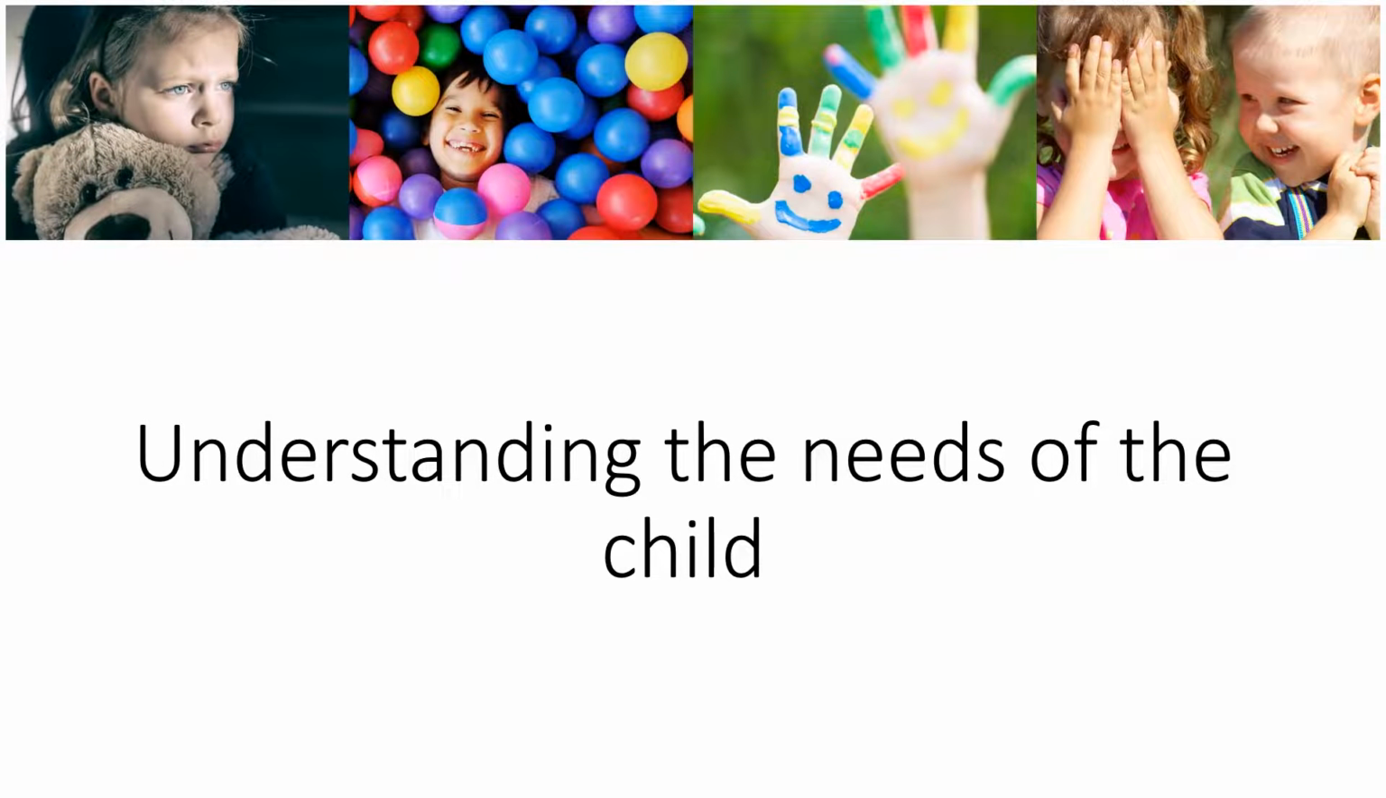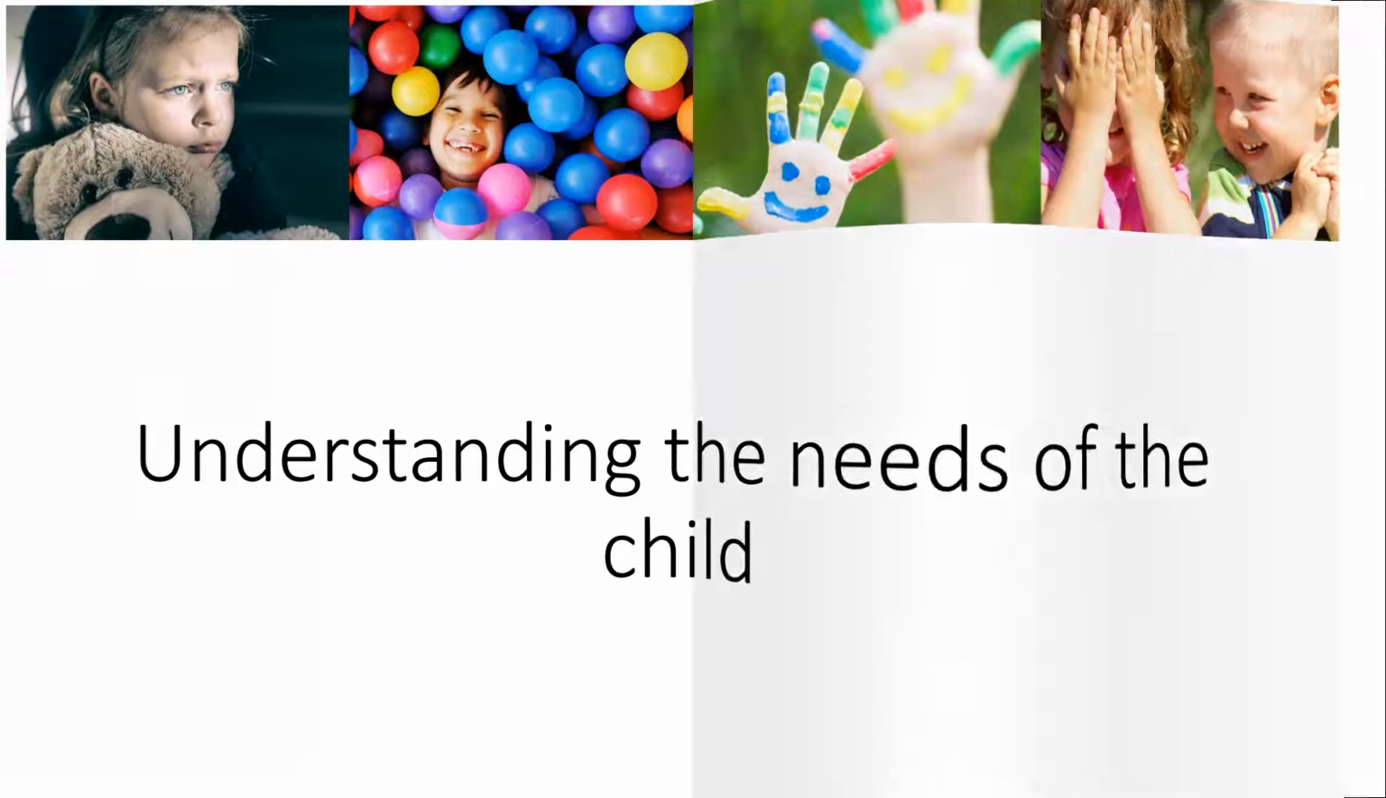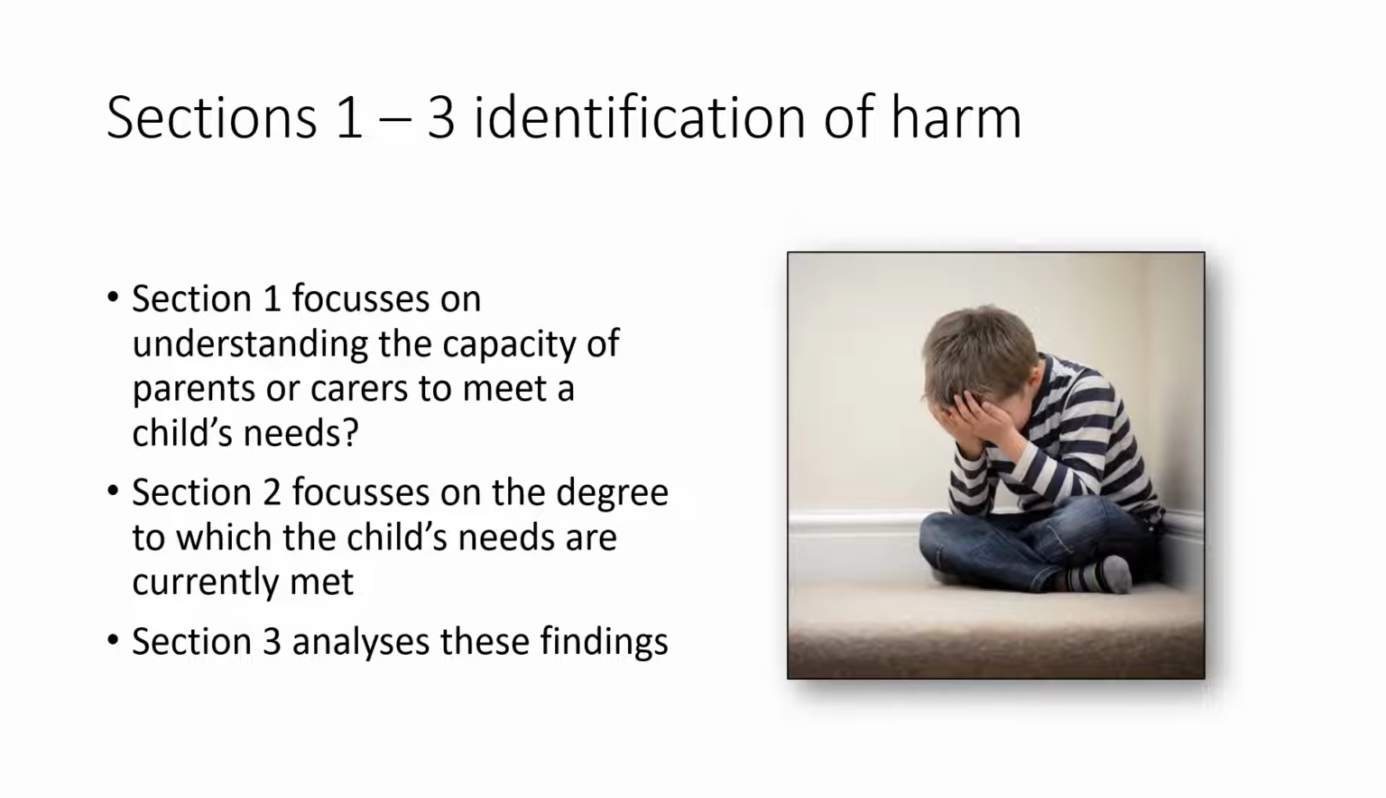Understanding the needs of the child. The first three sections of Risk 2 identify harm. Firstly, by understanding parental capacity, and second, looking at how a child's needs are met. Section 3 analyses the relationship between these two considerations to establish the degree of harm. Sections 1 and 2 follow a similar structure, providing a series of prompt questions of factors to consider, and these are then summarised in a professional opinion statement regarding parental capacity.